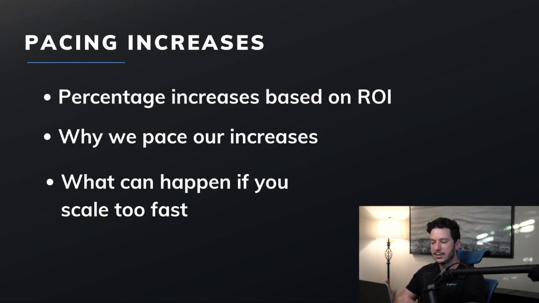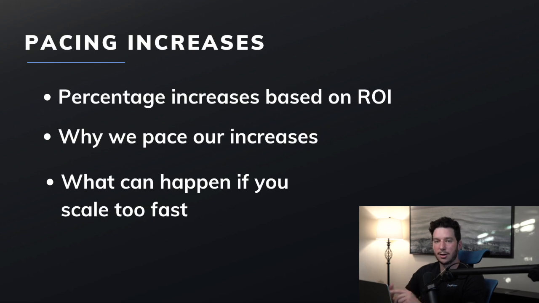Next thing is going to be pacing increases. So when it comes to Google, you can't just go crazy and, if something's working, dump hundreds of dollars a day onto a campaign. You need to do increases based off of the actual ROI that's coming in. So we've talked about break-even ROI and then also scale ROI. Break-even ROI is the ROI point where you're not losing money, you're kind of breaking even on the product being sold or multiple products being sold.